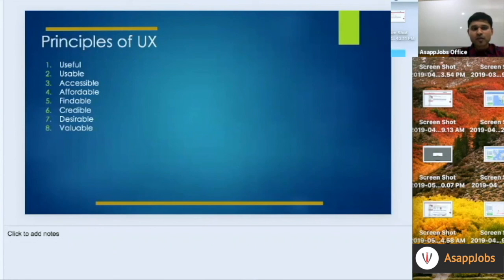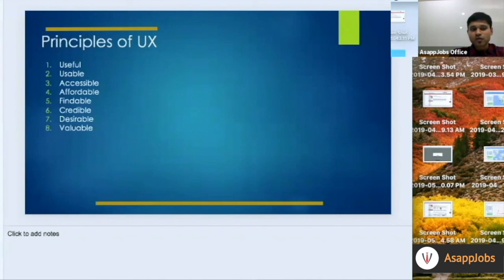By useful, I mean the product should solve some problem for the user. Let's say the product is visually appealing, right? It has good branding, but it is not useful to me. That means the UX is bad, right? UX is also about, as I mentioned, figuring out the right problem of the user, right? So it is not useful.